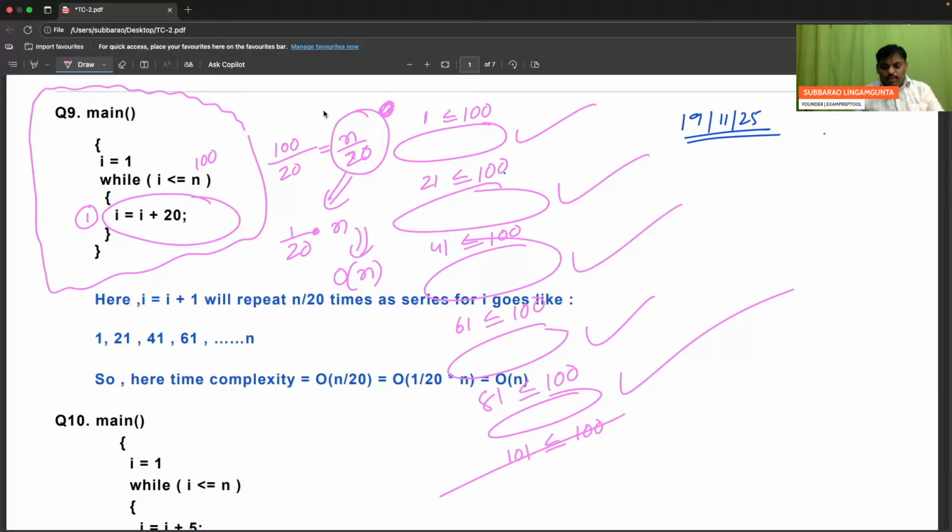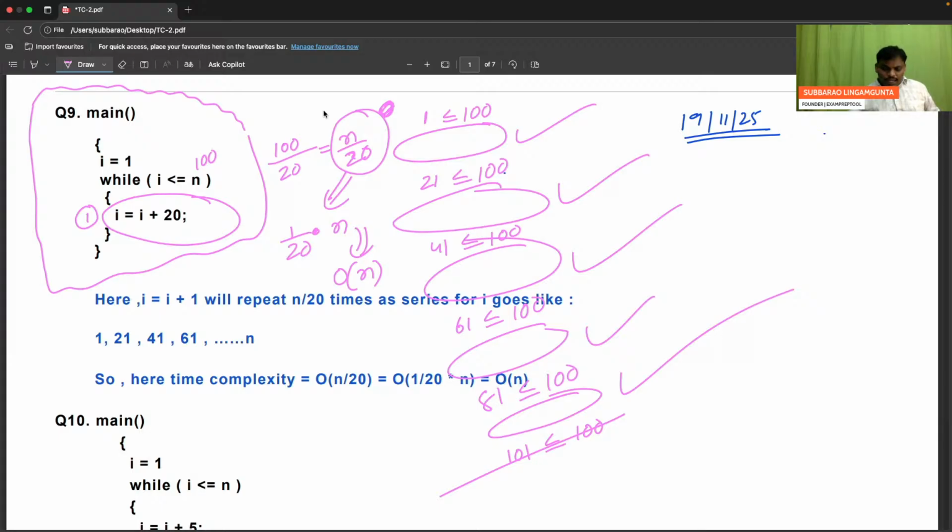So the time complexity of this, remember, time complexity means loop only. If no loop is there, time complexity is big O of 1. If a loop is there, the next question is how many times that loop runs. If n value is 100, this loop runs n by 20 times. If n value is 500, n by 20 times. If n value is n, n by 20 times. So time complexity of this program is n by 20, which is nothing but big O of n, omega of n, theta of n.